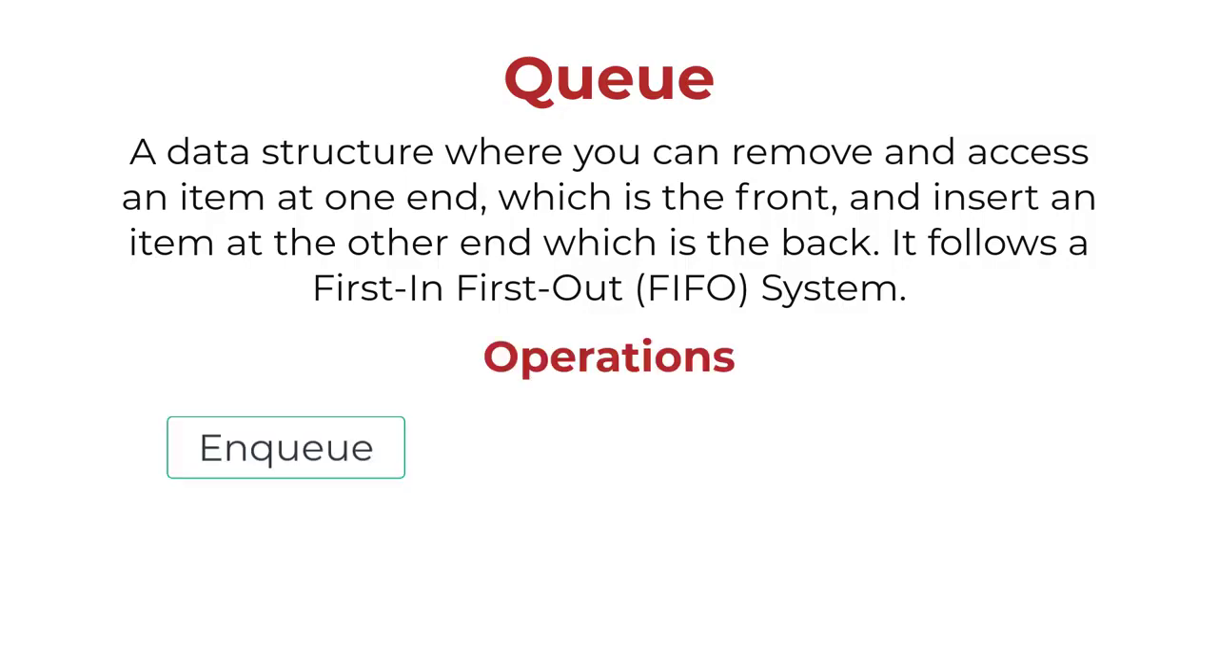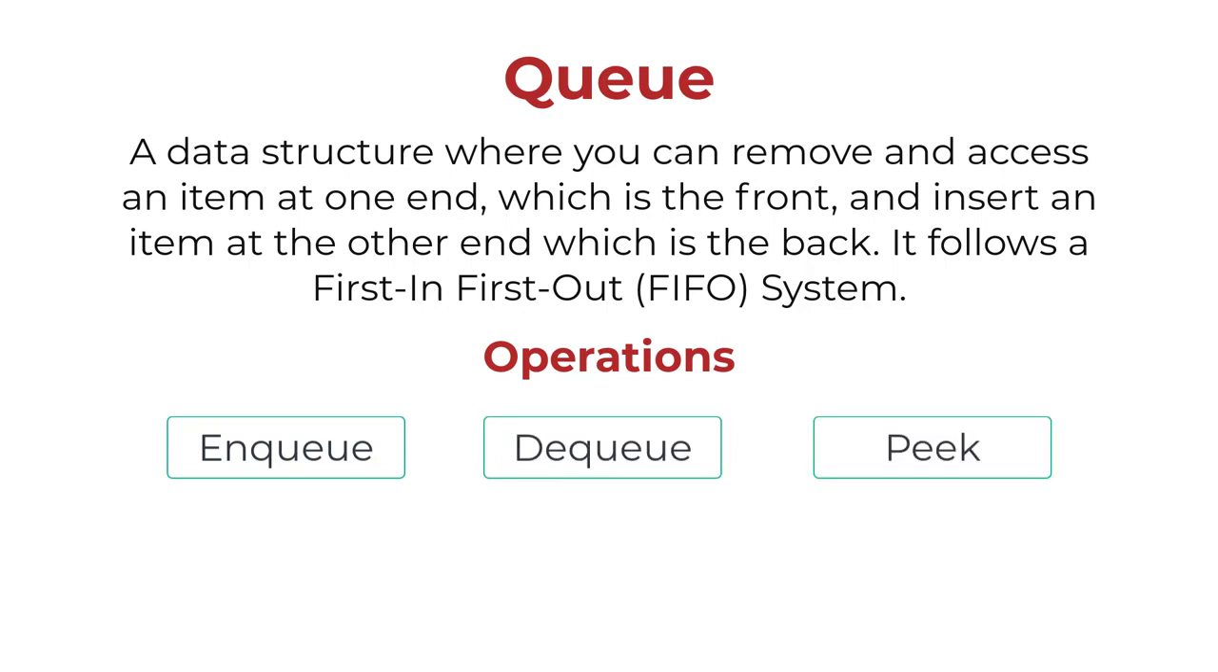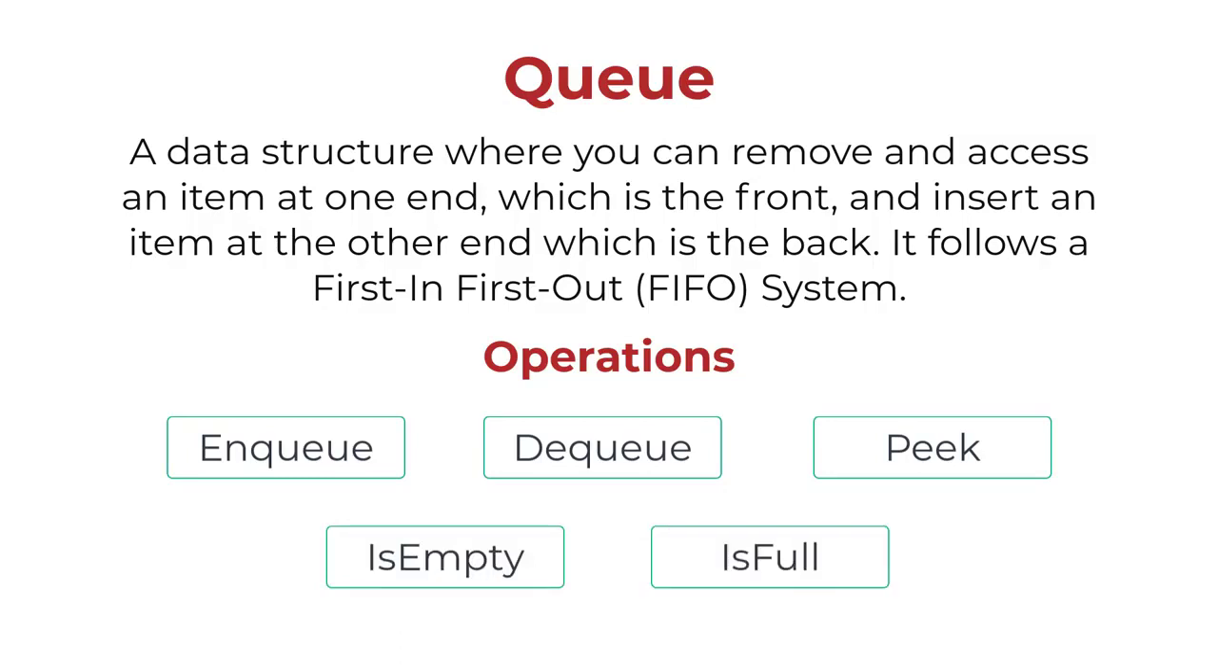Enqueue, when you add an item at the end of the queue. Dequeue, when you are removing an item from the front of the queue. Peek, where we get the value of the item in front of the queue without removing it. isEmpty, where we check if the queue is empty. And lastly, isFull, where we check if the queue is full.